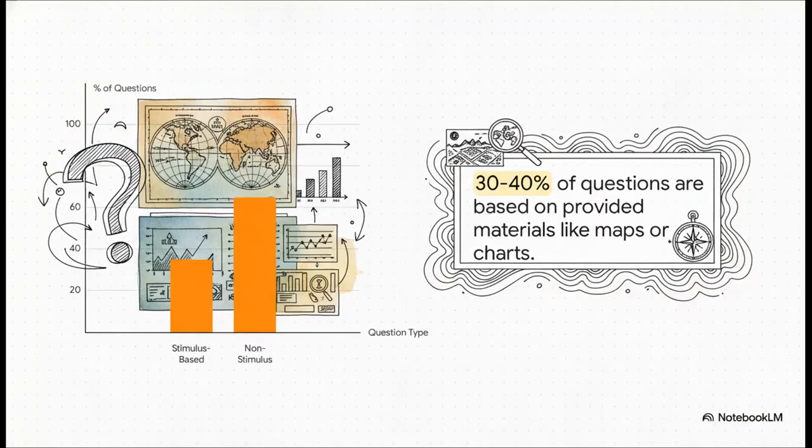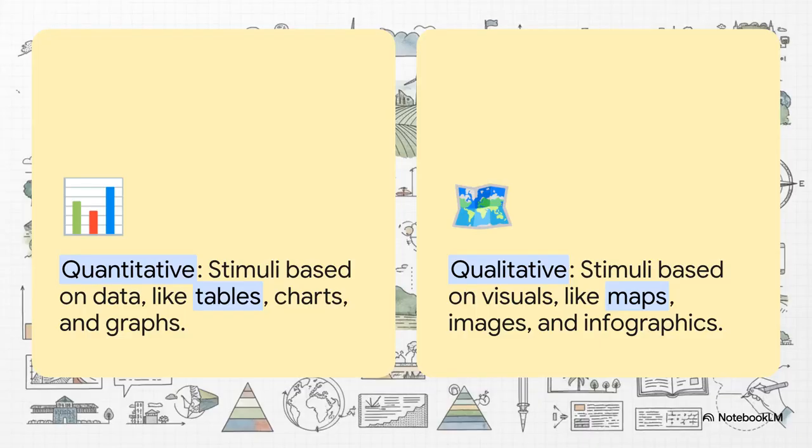Now, don't think these are all just simple, standalone questions. A pretty big chunk, we're talking 30 to 40% of them, are what we call stimulus-based. That means you'll have to analyze something they give you, like a map or a chart, before you can answer the question. So what kind of stimulus are we talking about here? Well, it breaks down into two main flavors. On one side, you have quantitative stuff. Think hard data, numbers, tables, charts, graphs. On the other side, you get qualitative visuals, things like maps, photos, and infographics. You've got to be ready to interpret both.